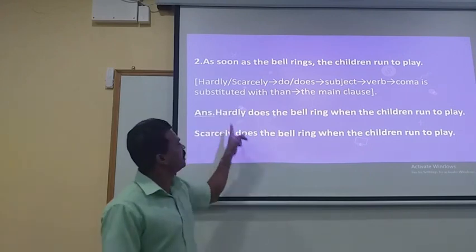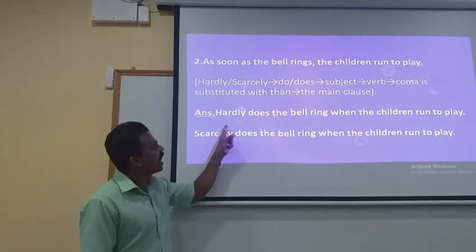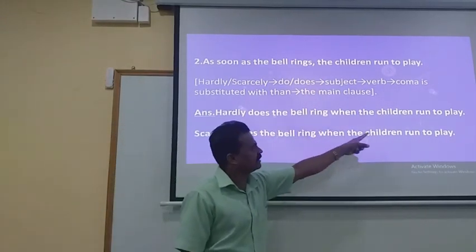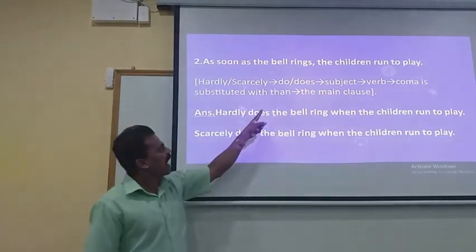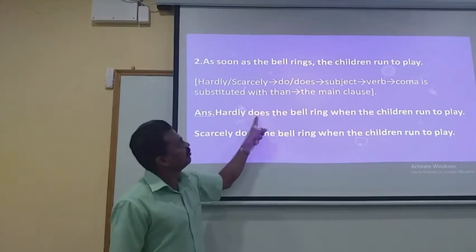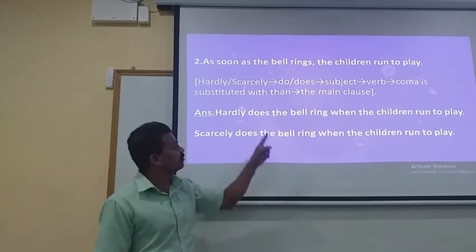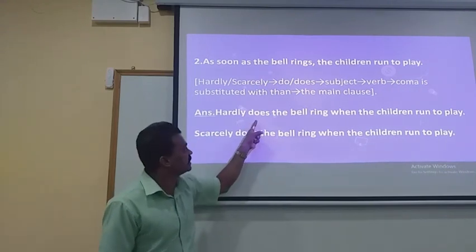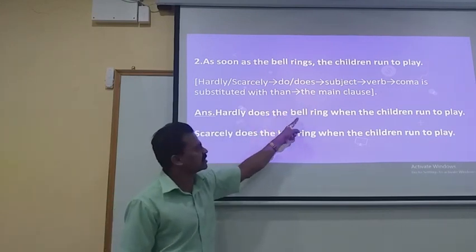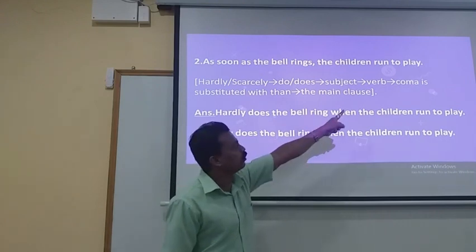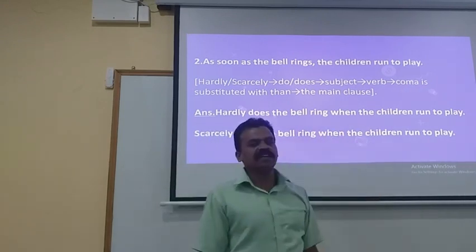So the sentence is: as soon as the bell rings, the children run to play. The answer will be: hardly does the bell ring when the children run to play. So as soon as is substituted with the word hardly, and the subject, the bell, being singular, we make use of does. So hardly does, and immediately after that the subject, the bell, then the verbal form ring, then substitute the comma with the word when, then the children run to play.